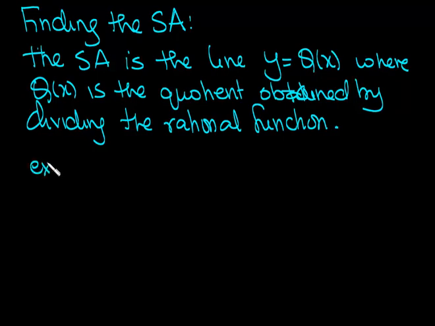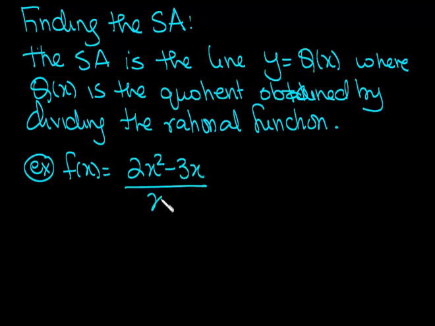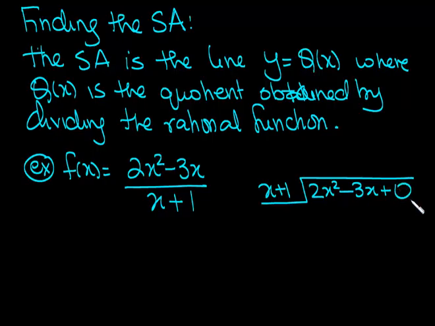So here's an example. Let's say I have f of x is equal to 2x squared minus 3x over x plus 1. To find the slant asymptote, we do long division. We have x plus 1, and 2x squared minus 3x plus 0. There's a term missing. Now since the degree of the divisor is 1, I could have also done synthetic division. I hope you guys follow that. I'm just going to do long division.